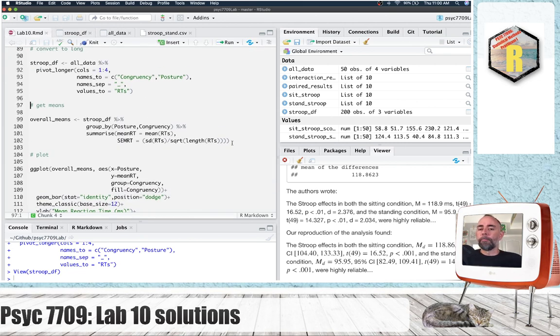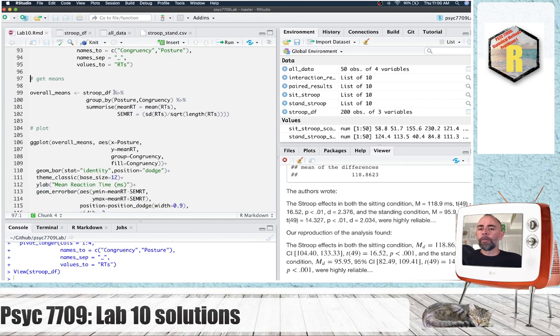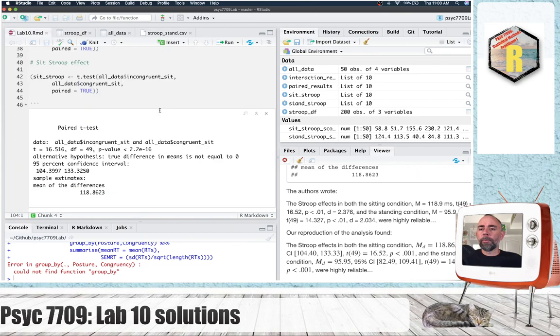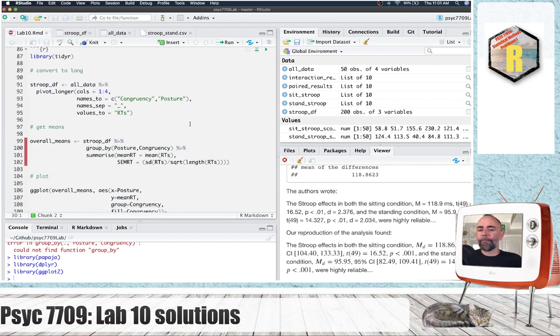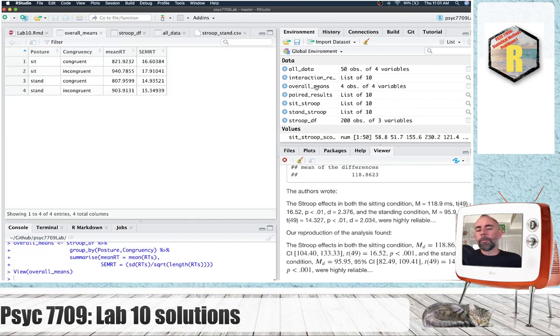Next, we want to generate the means for each condition. So we can do a set of dplyr operations. We're going to group by the congruency and posture variables, and we're going to do a summarize operation. First of all, we will calculate the means, and we'll also calculate the standard error of the mean. And I probably forgot to run these three libraries. And we're left with this table here. So we have the means for each condition, and we have standard errors of the means that we could use to draw error bars.